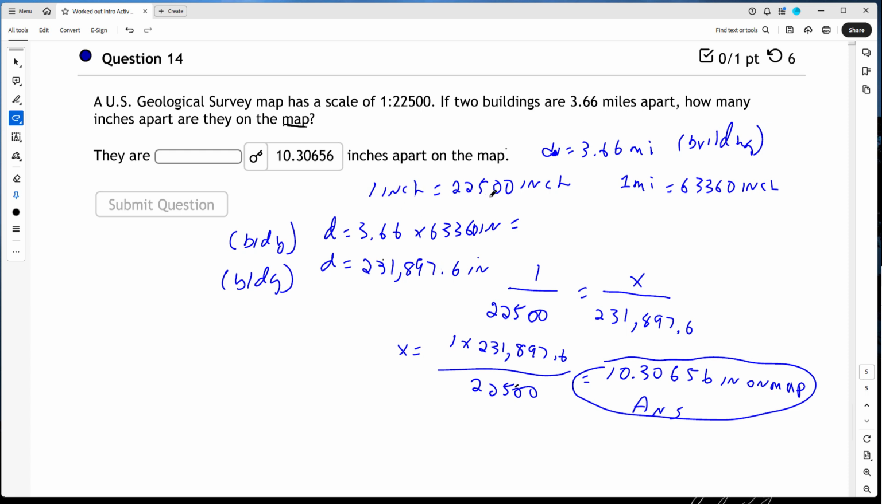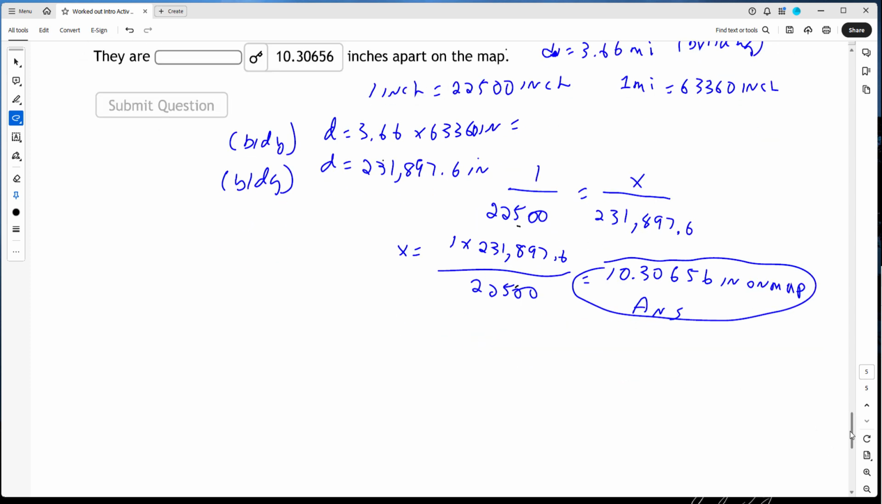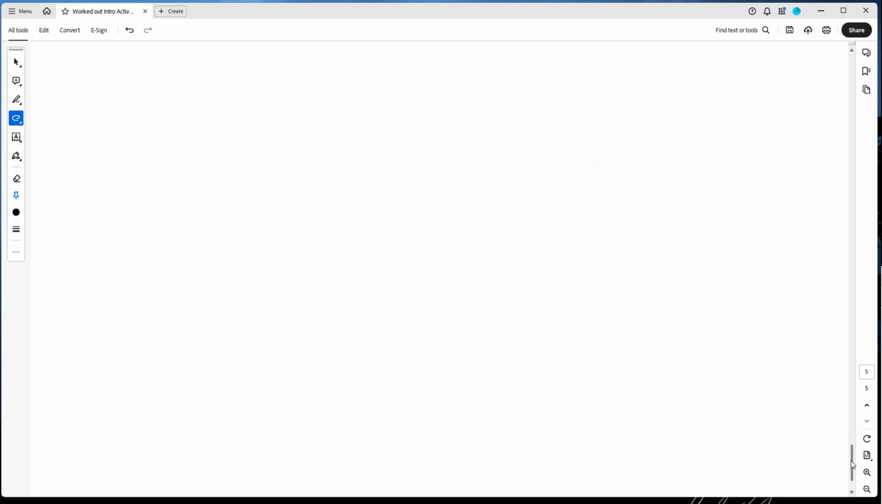So here we set up a proportion, 1 is to 22,500 as x is to 231,000. You can cross multiply and divide, and it comes to 10.30656 inches on the map. And that's the answer to number 14. And that is the last one.